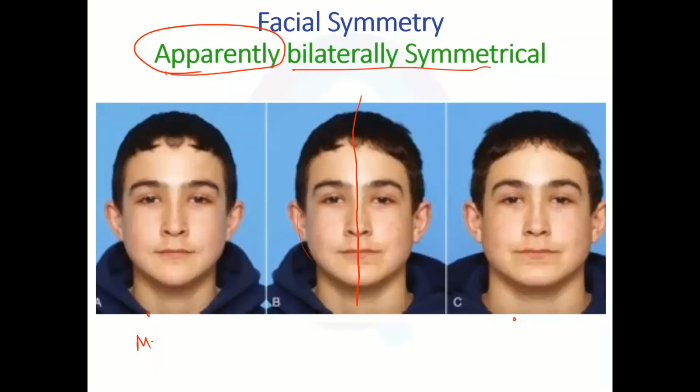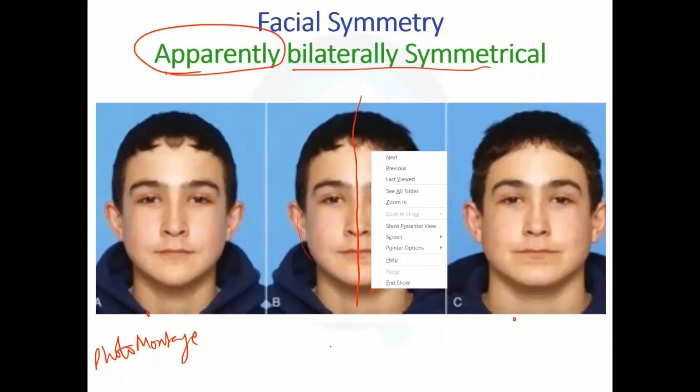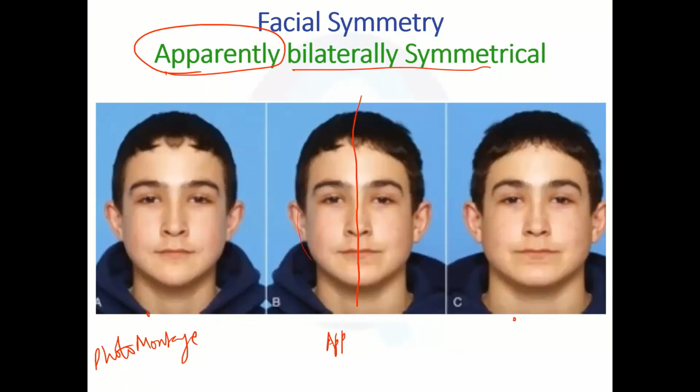This is called a photo montage. It shows that this face is not symmetrical, but it is apparently symmetrical. So we always call it apparently bilaterally symmetrical, because no face is completely symmetrical on both sides. It should not be visibly asymmetrical.